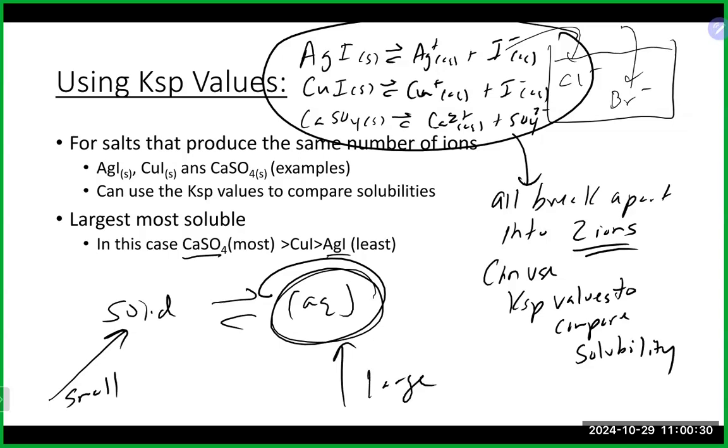So if you want to compare solubility of ionic compounds and you have KSP values given to you, the only place where you could actually compare them directly just using the KSP value is if they break apart into the same number of ions. So if they break apart into 3 ions each, then you could compare them. If they break apart into 2 ions like here, you could compare them. But you cannot compare compounds that break apart into 2 ions and ones that break into 3 ions or something like that. Because of the different number of particles, it affects your calculation.